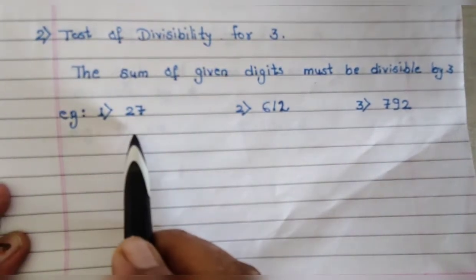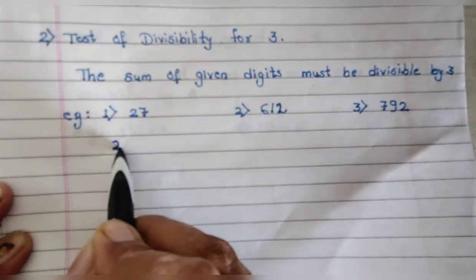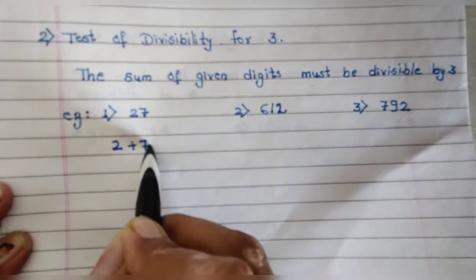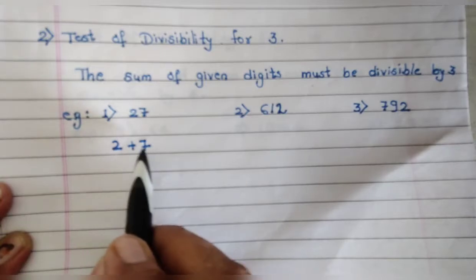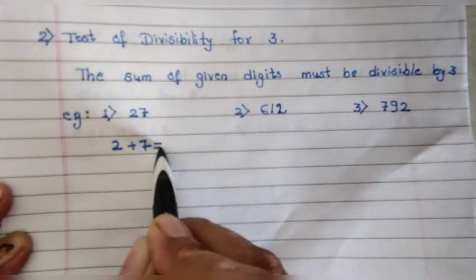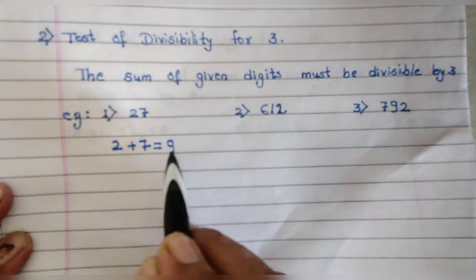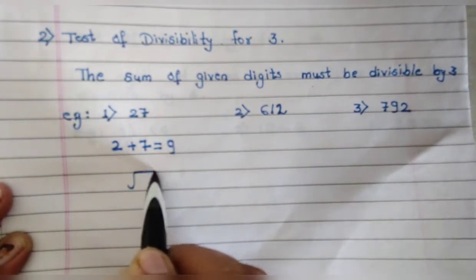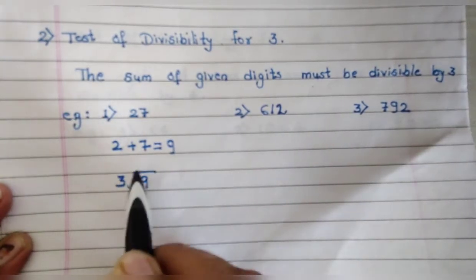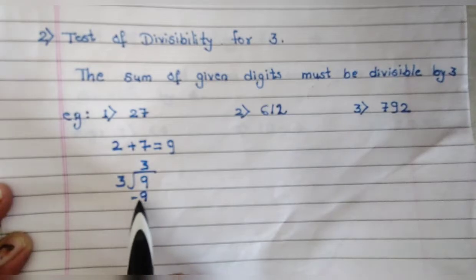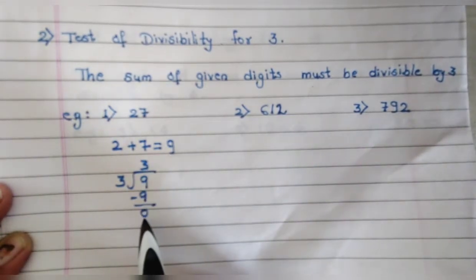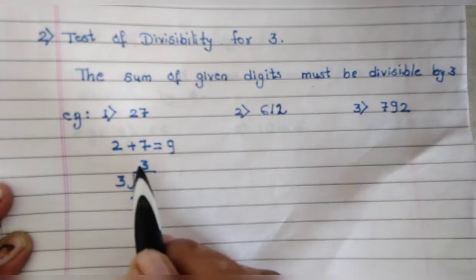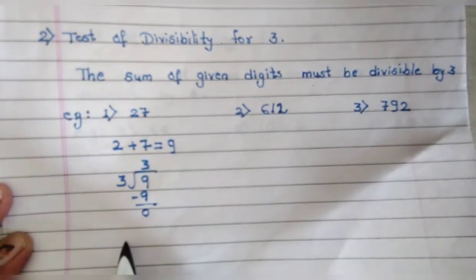So let us start with the example 27. Now we can see 2 plus 7, as we want to do the sum. Sum means addition. You add the given digits. Answer is 9. As you can see, we can divide 9 by 3. 3 3s are 9. Yes, 9 is divisible by 3. It's completely divisible. We got the remainder 0. So this 27 will also be easily divisible.